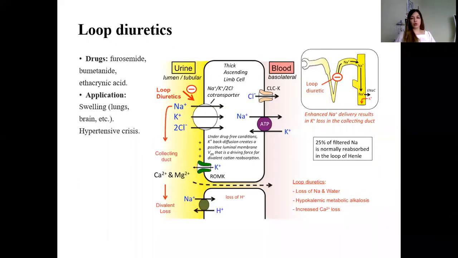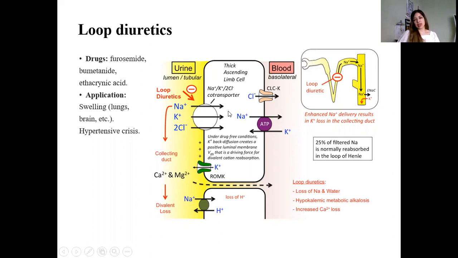Okay, the next group, loop diuretics. Loop diuretics, as we say, they work in the Henle loop, in the ascending Henle loop. So what happens here? Again, in this place we have urine, in this side we have blood. The drugs furosemide, bumetanide, ethacrynic acid, and application of swelling and hypertensive crisis. So what happens? In Henle loop we have one special transporter, which is sodium potassium 2-chlorine co-transporter. It means it reabsorbs sodium and potassium and 2-chlorine ions in one direction. Yes, reabsorbs them together at once.